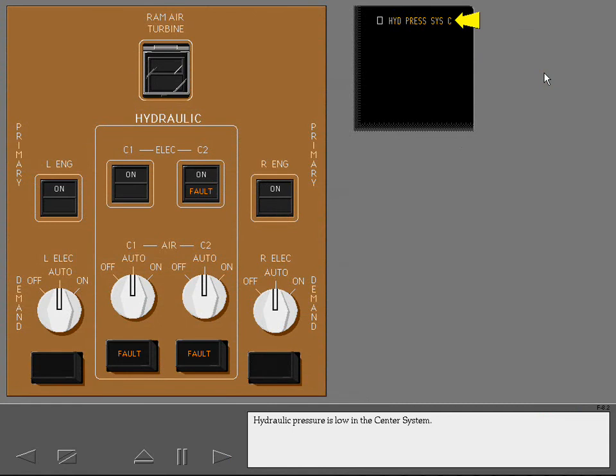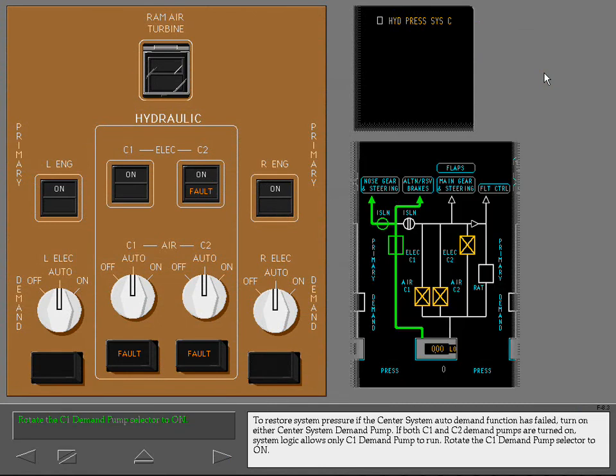Hydraulic pressure is low in the center system. To restore system pressure if the center system auto demand function has failed, turn on either center system demand pump. If both C1 and C2 demand pumps are turned on, system logic allows only the C1 demand pump to run. Rotate the C1 demand pump selector to on.